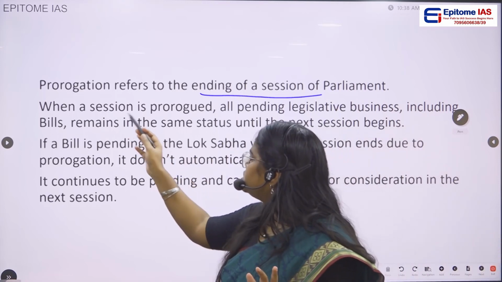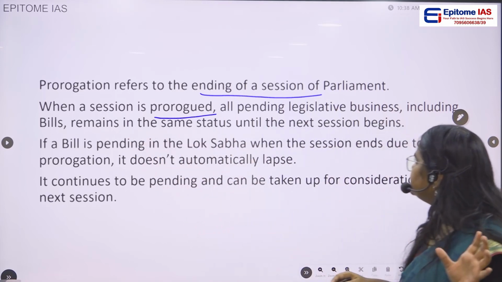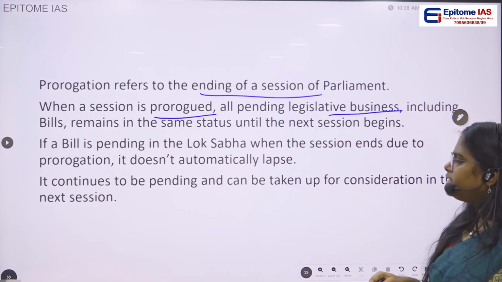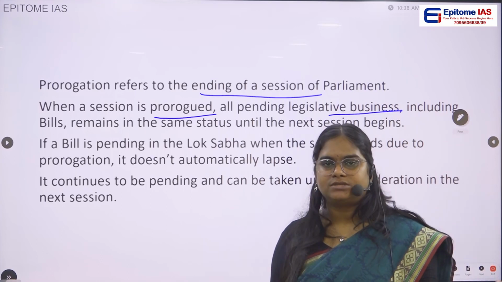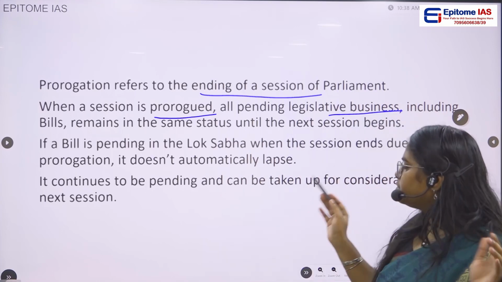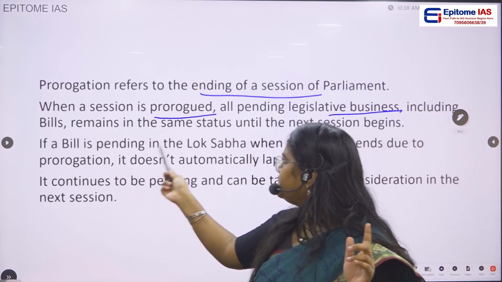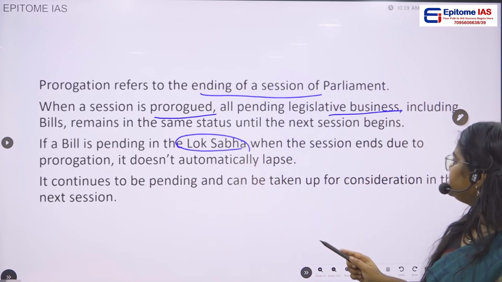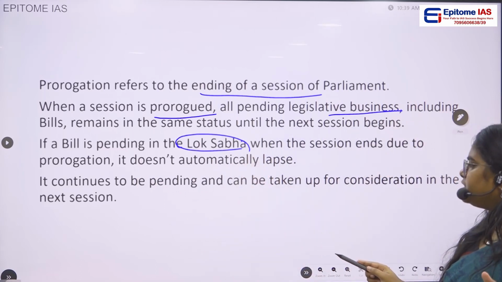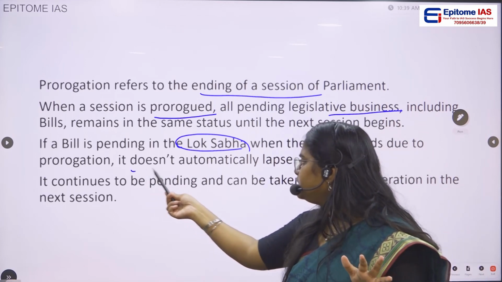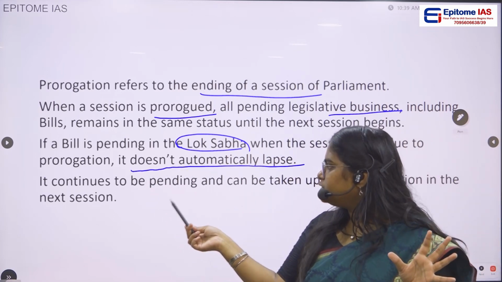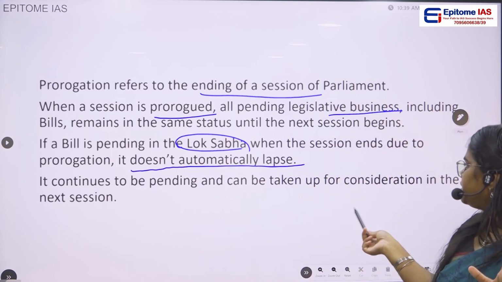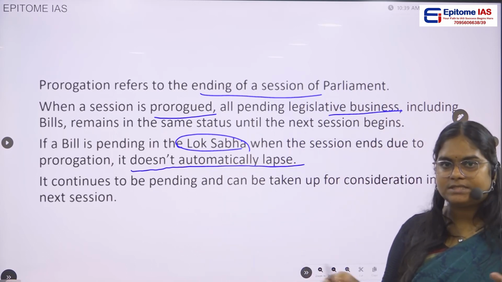Then when a session is prorogued, all pending legislative business, including bills, remains in the same status until the next session is conducted. If a bill is pending in the Lok Sabha when the session ends due to prorogation, it does not automatically lapse. It continues to be pending and can be taken up for consideration in the next session.